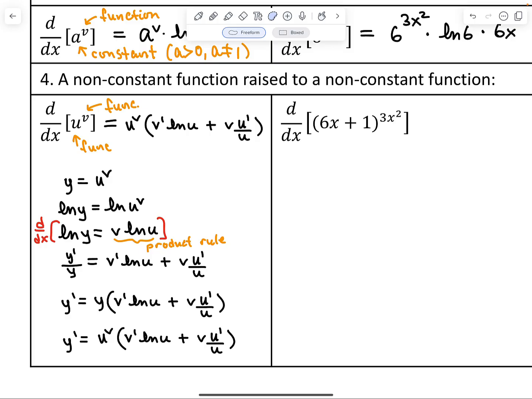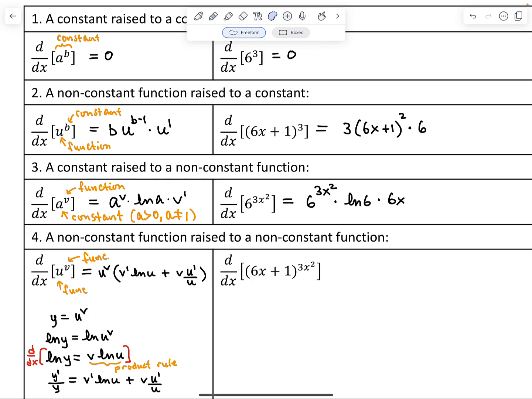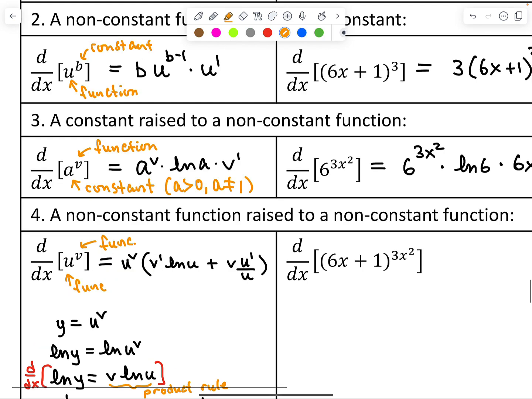And we have a very general formula now for any situation where you have a u raised to a v, where u and v are functions. In fact, they could even be constants because this formula is general. This formula produces the other three if you replace u or v with a constant. For example, if u is a constant, then this u prime will be 0, hence this part of the formula will go away, and we wind up just reproducing this formula.